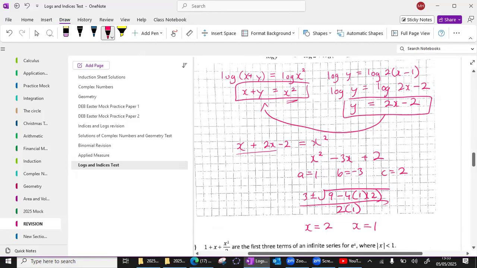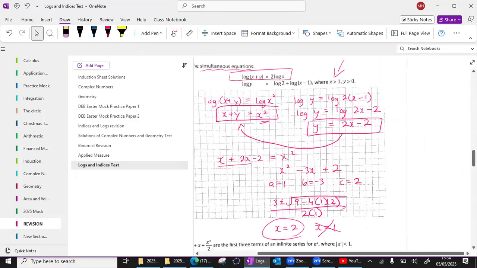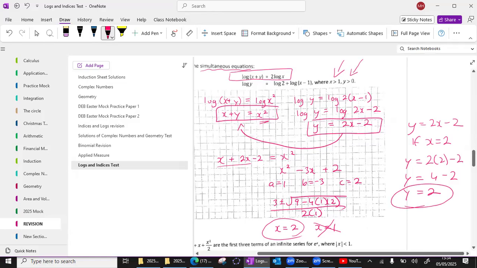is 1. Now, in this question, it says X is bigger than 1. So I'm going to exclude that answer and just go with X is 2. So when I'm going back to find Y, Y is equal to 2x minus 2. So if X equals 2, well, then Y is equal to 2 bracket 2 minus 2. Y is equal to 4 minus 2. Y is 2. So it turns out our two solutions are X is 2 and Y is 2. It also says Y is bigger than 0, which makes sense. So our answer is both of X is 2, Y is 2.